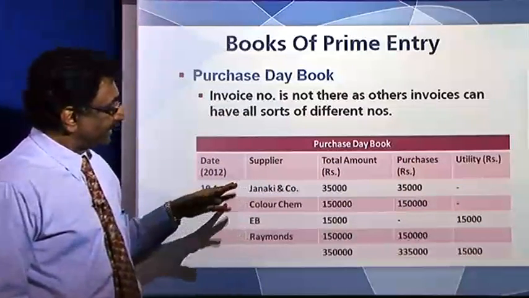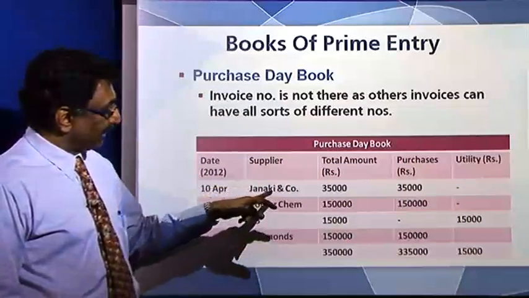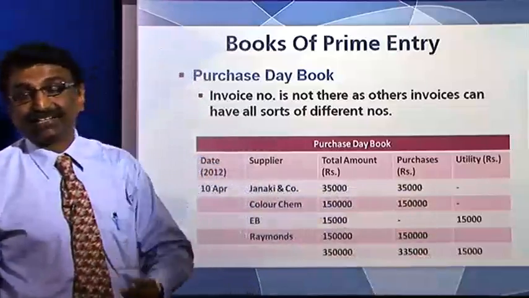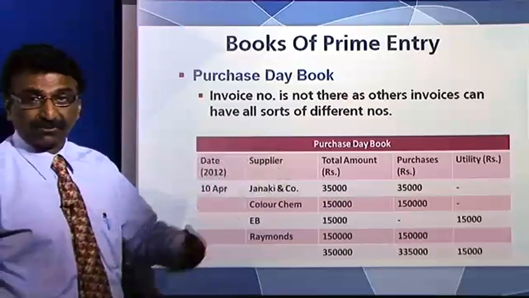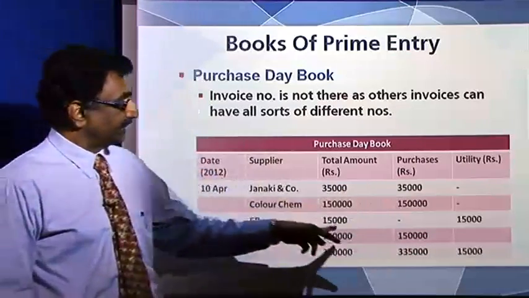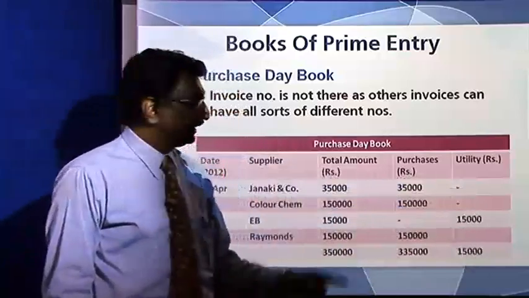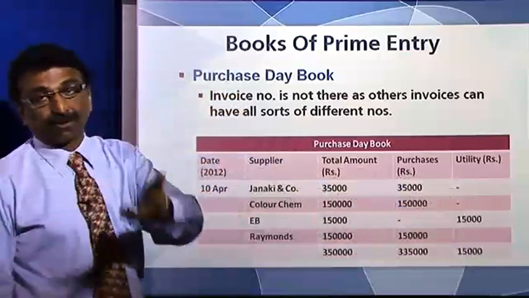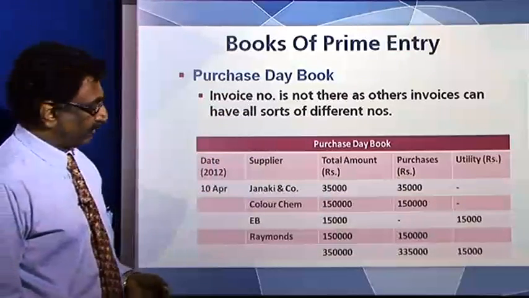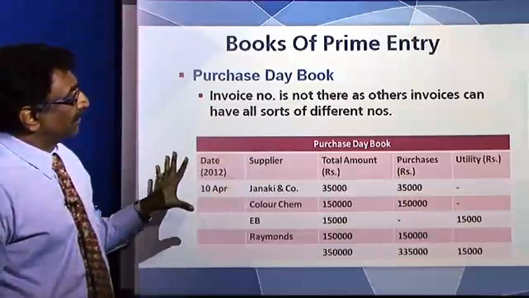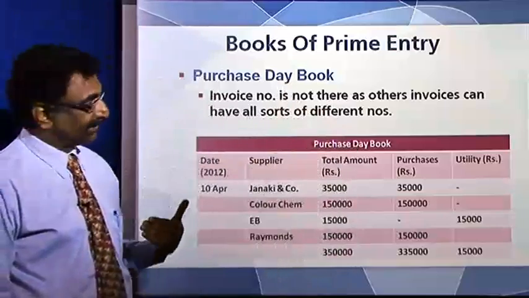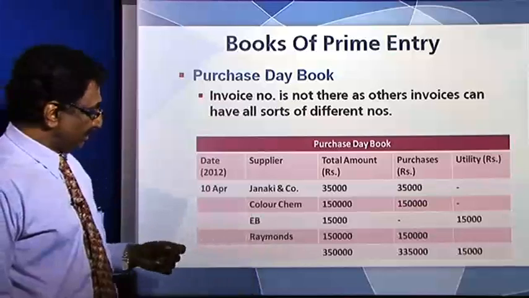So, in our example we see these are suppliers who have supplied purchases which could be for resale or which you further use for production, while the electricity bill which has come is for utility, which is also recorded, and which probably is the electricity used either in the warehouse or the production. So, this is the nature of a purchase day book, where all purchases, all invoices or bills that are received from your suppliers are recorded.